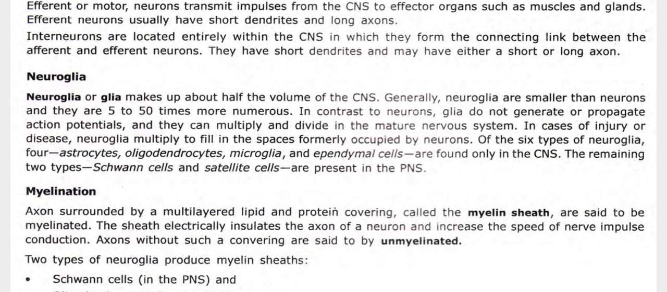The remaining 2 types are Schwann cells and satellite cells. Schwann cells and satellite cells are also neuroglial cells, and they are present in the peripheral nervous system.